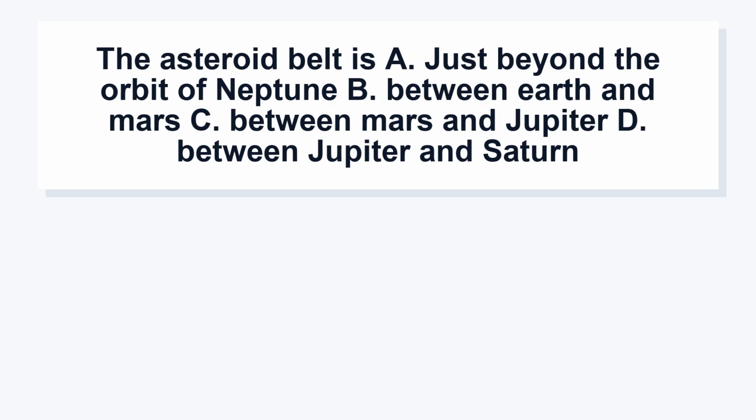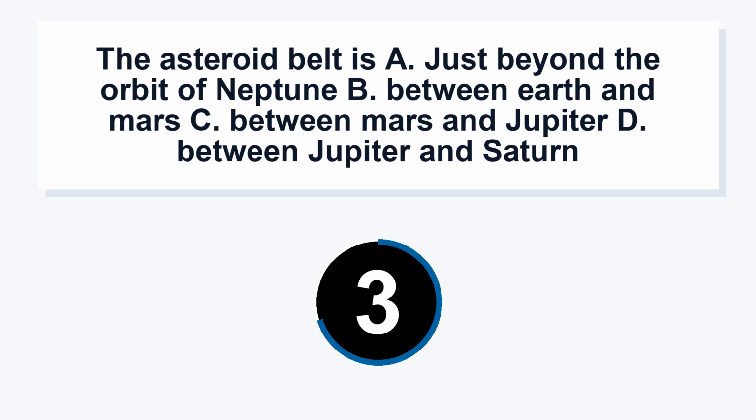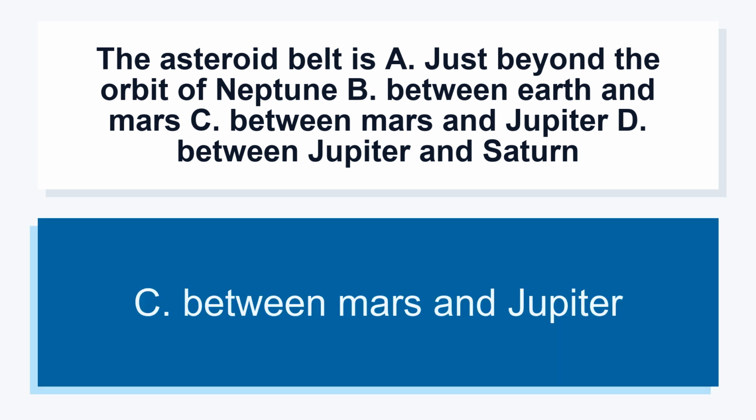The asteroid belt is A. Just beyond the orbit of Neptune. B. Between Earth and Mars. C. Between Mars and Jupiter. D. Between Jupiter and Saturn. C. Between Mars and Jupiter.